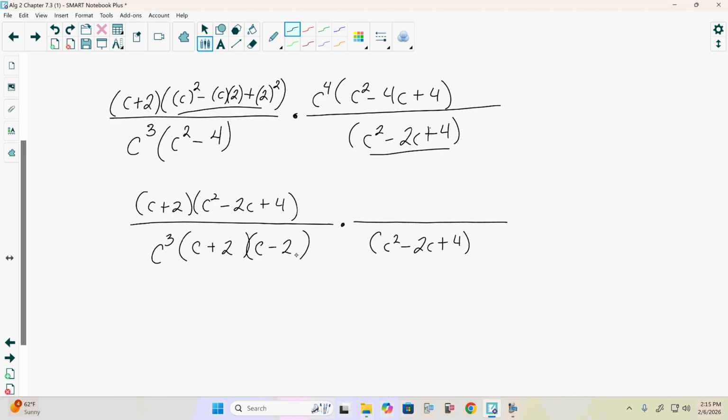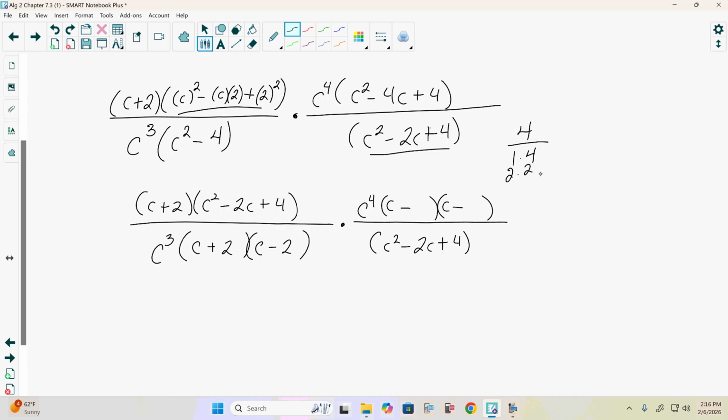On top, we still have the c to the fourth, but we do need to factor the c squared minus 4c plus 4. Since the third term is positive, the signs are the same and match the sign of the middle term. So they would be negative and negative, yes? What are the factors of c squared? So you can see that's the only choice we have, yes? Factors of 4, 1 and 4, or 2 and 2.